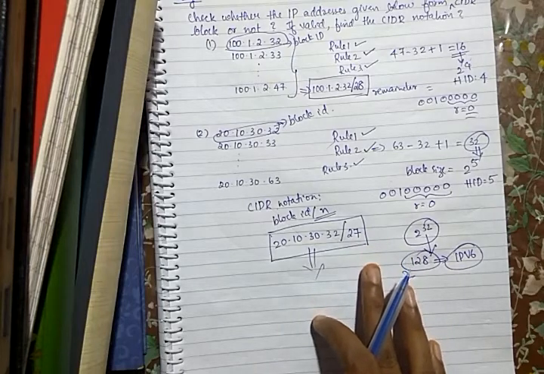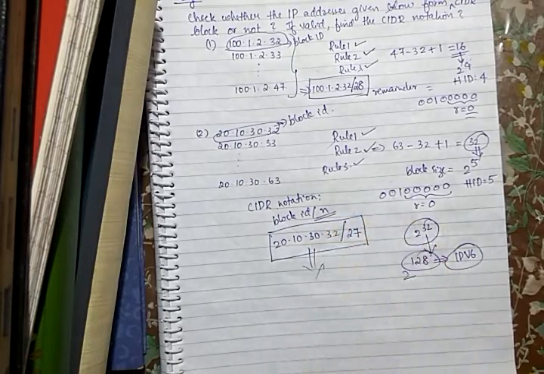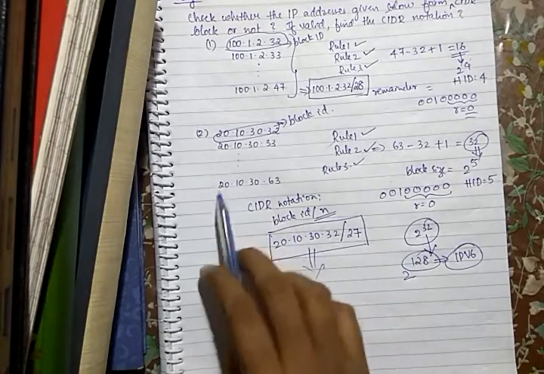And when it comes to subnetting, the subnet mask will be something; this will be your default mask. Accordingly, the subnet mask or supernet mask will vary.